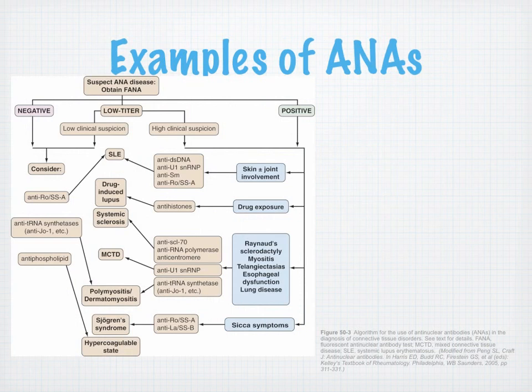Here are some examples of ANAs. If you suspect ANA disease, obtain the ANAs, and then you can see what happens if it's negative versus what happens if it's a low titer versus what happens if it's positive. And this is an algorithm for the use of antinuclear antibodies in the diagnosis of connective tissue disorders. FANA there stands for fluorescent antinuclear antibody test.